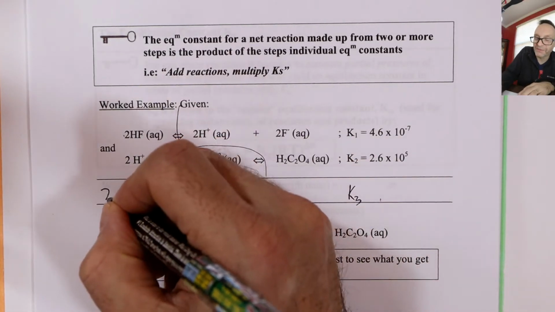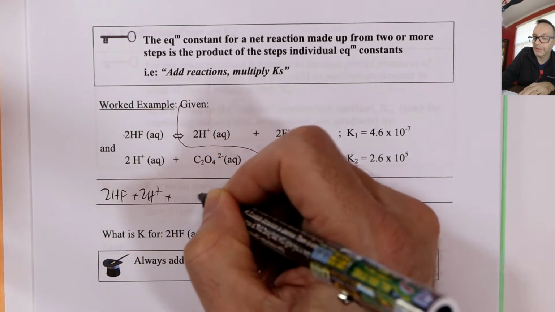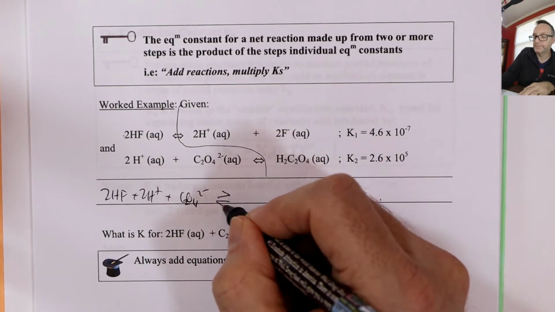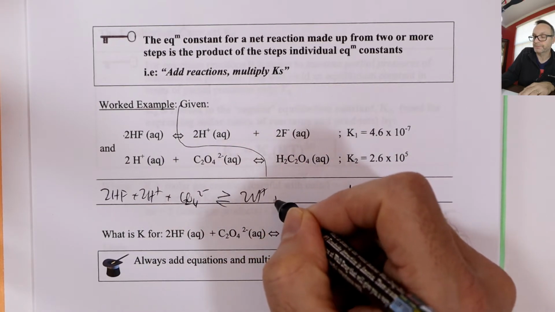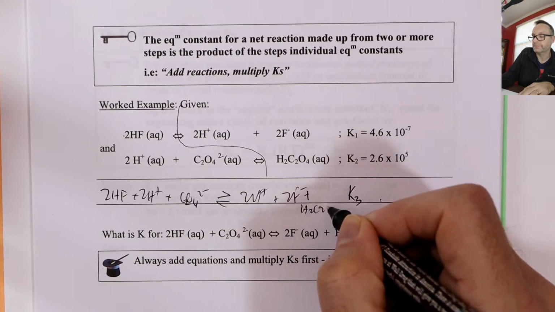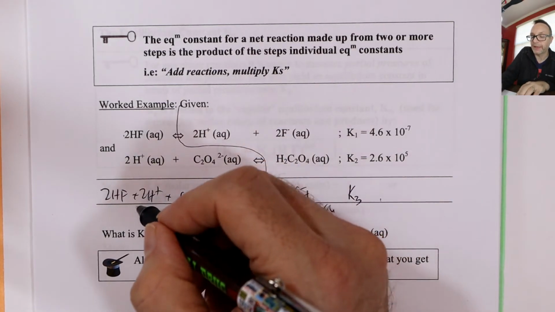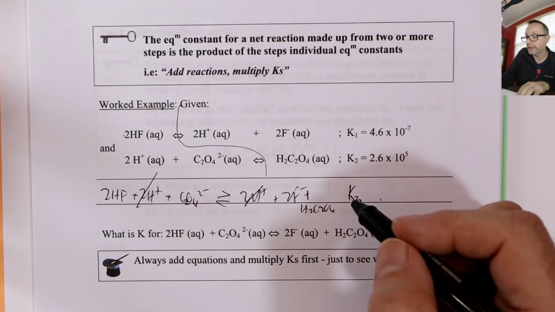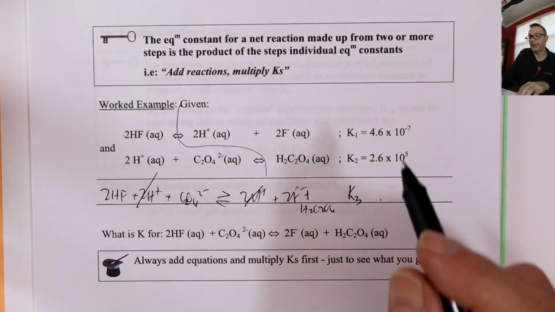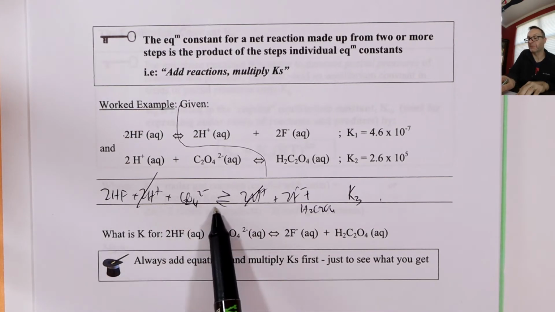So 2HF plus 2H plus, that's oxalate, 2H plus, 2F minus, plus oxalic acid. All right, fair enough. Now, does anything cancel? That one, that one. What else? That's it, right? Okay, now, so the question says, what's K for this reaction? Well, it's the one I just got through cancelling.